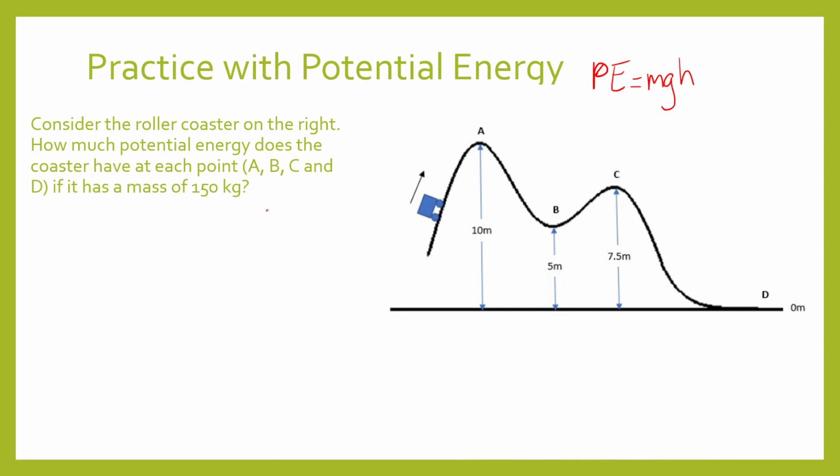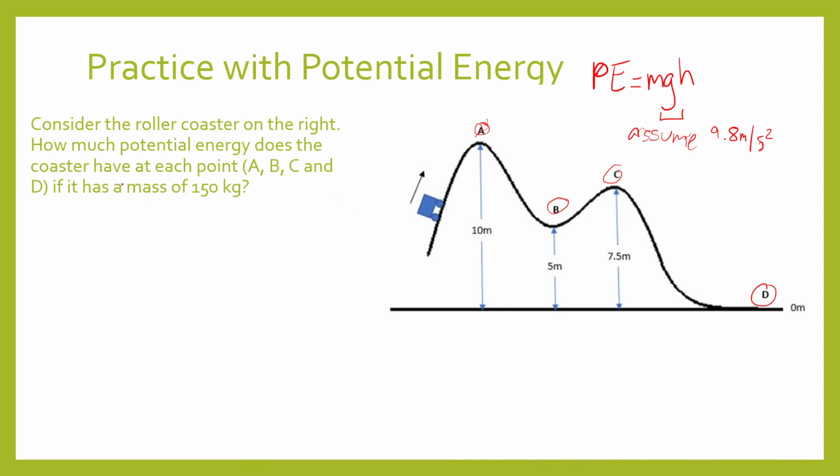And so what we're going to do is find the potential energy for each of these locations on this roller coaster. So we're going to look for A, B, C, and D. Now, if you're not told the gravity acceleration, just assume 9 times out of 10 that it's 9.8 meters per second squared.